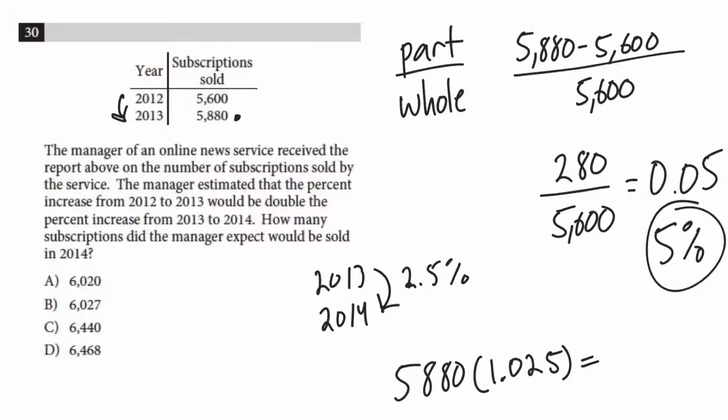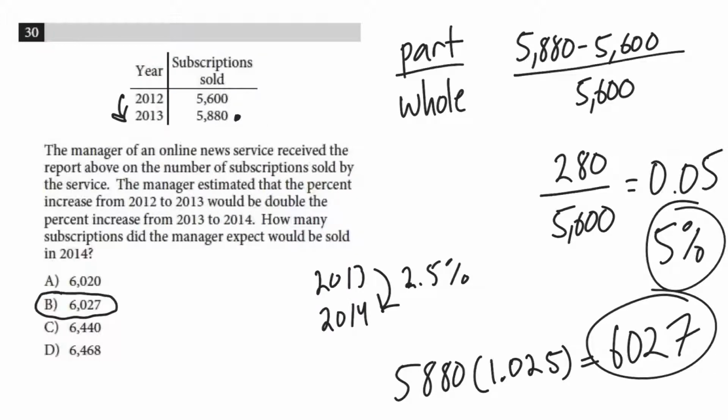So I'm going to do my calculator for that. So we get 5,880 times 1.025. 6,027. 6,027. Our answer is B.